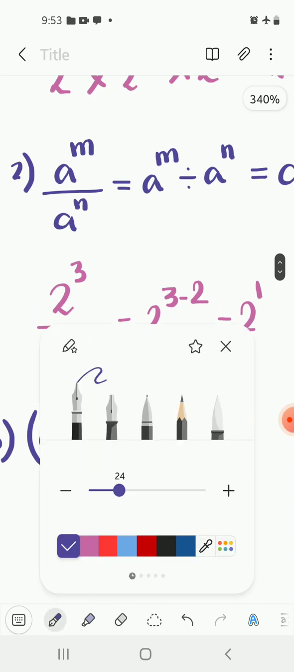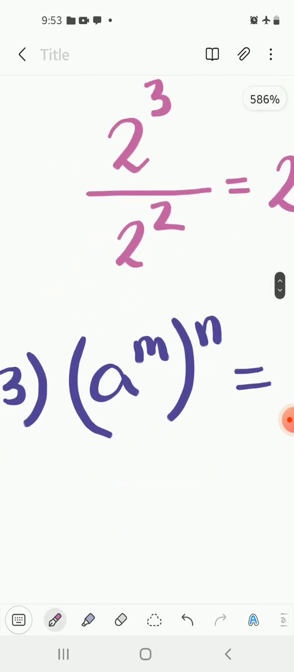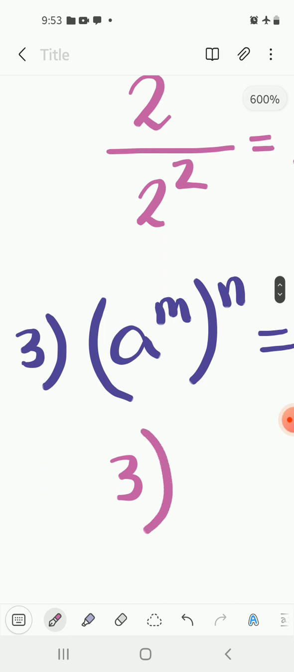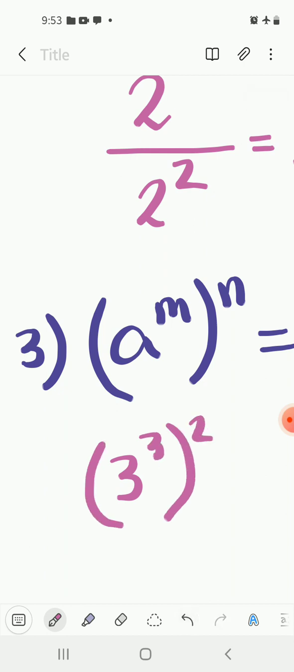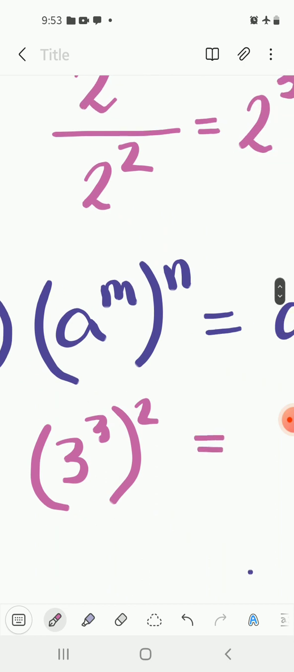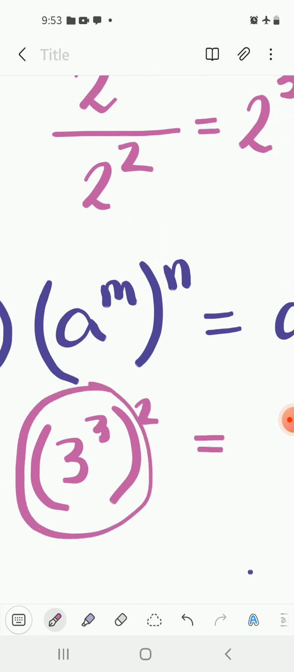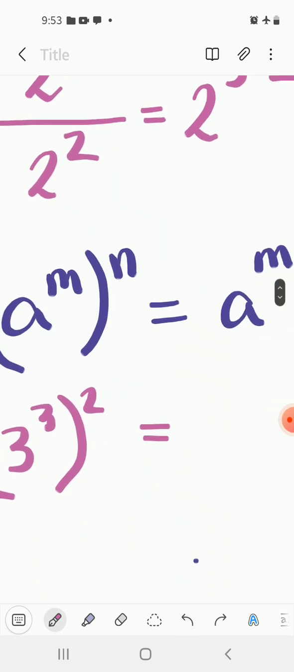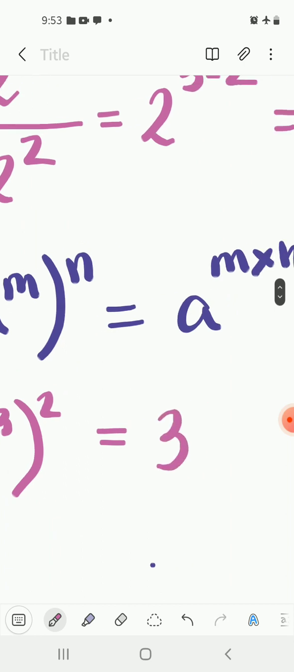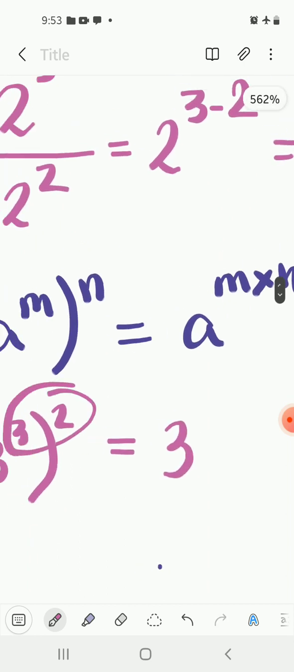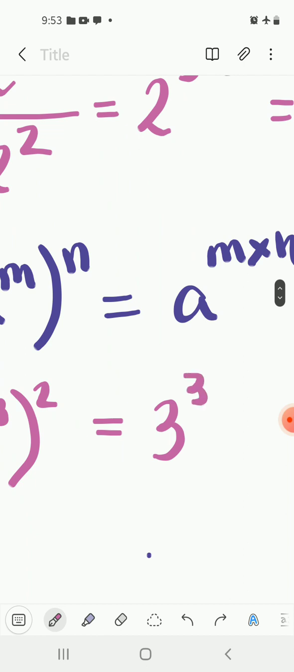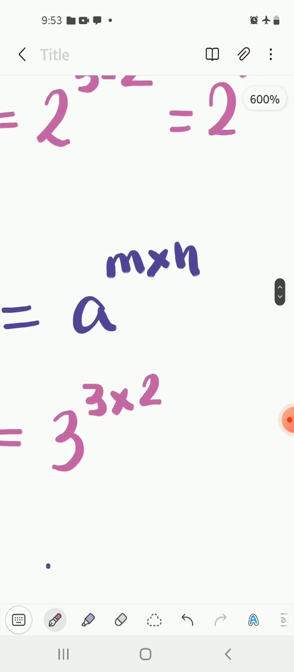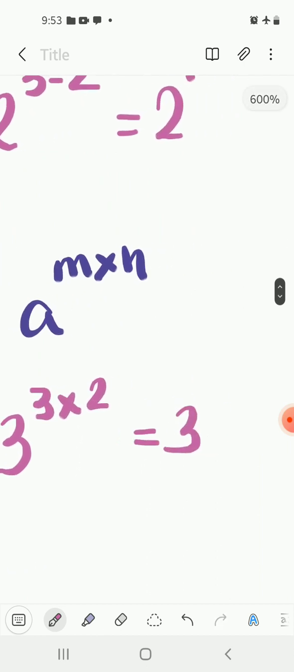Let's take an example to understand it better. For example, if I'm given 3 to the power 3 and again whole to the power 2, it means 3 to the power 3 is multiplied 2 times. Repeat it 2 times. The whole to the power 2. So this will be 3 and these powers need to be multiplied. 3 into 2. So this becomes 3 to the power 6, 3 2s are 6.